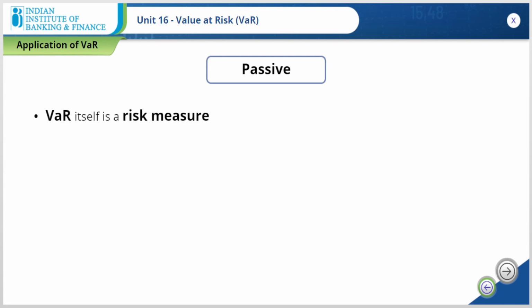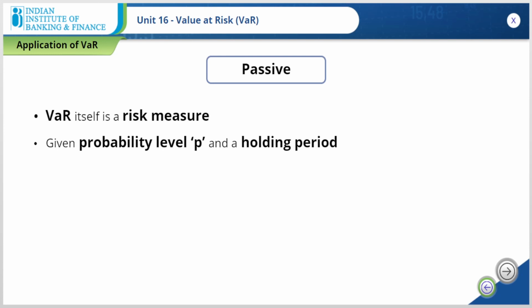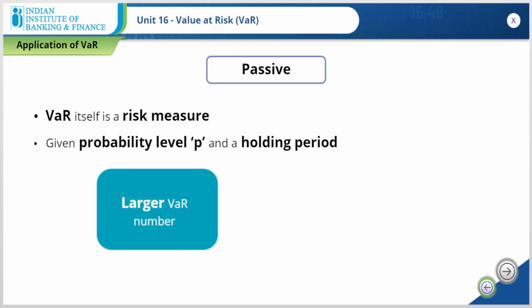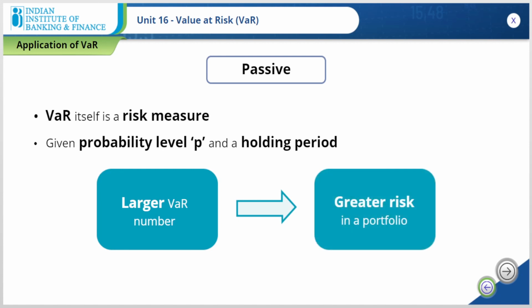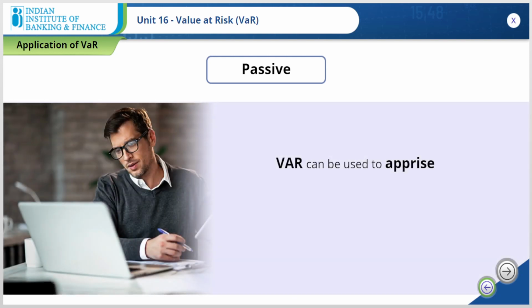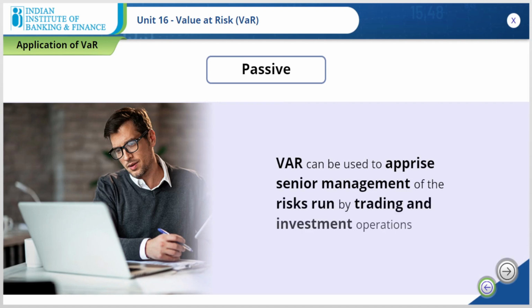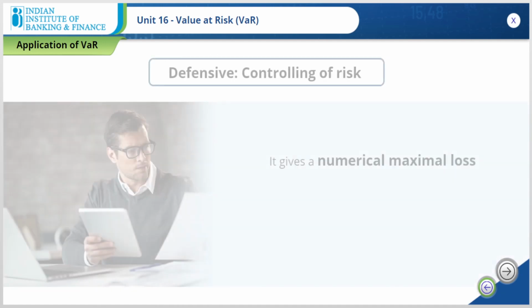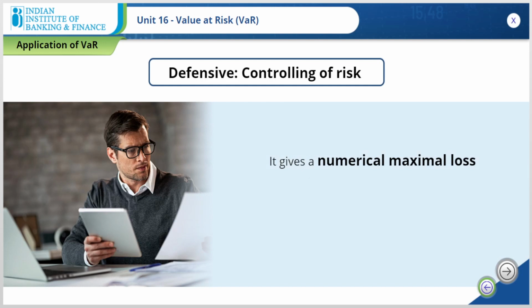First, VAR itself is a risk measure. Given probability level P and specified holding period, a larger VAR number would indicate greater risk in a portfolio. Thus, VAR has the ability to rank portfolios in order of risk. VAR can be used to apprise senior management of the risks run by trading and investment operations. It gives a numerical maximal loss, probabilistic, for a portfolio.